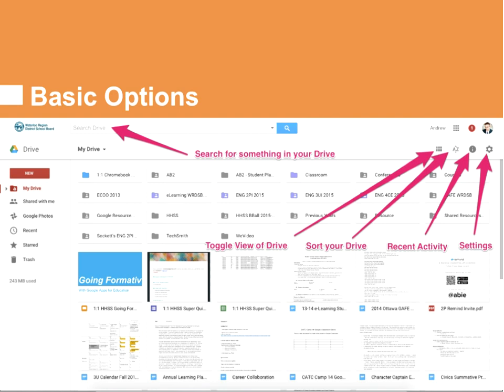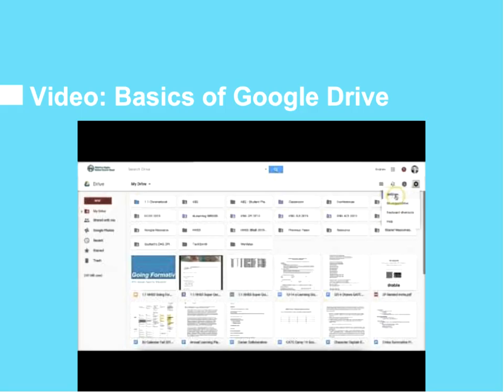And there are very basic options when you're in here too. You can search anything within your Drive very easily. There's different ways to sort it or organize it. You can look at recent activity. There's a lot of different ways you can look at this here.